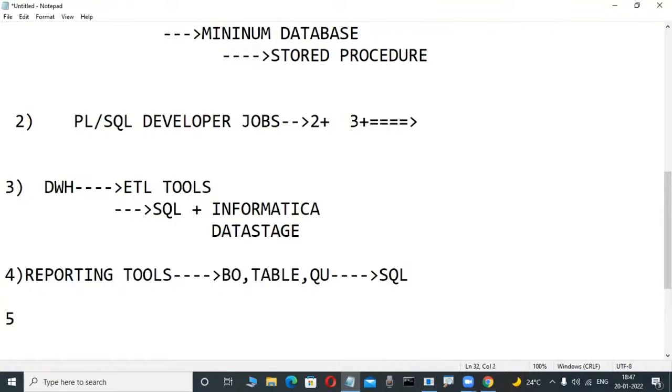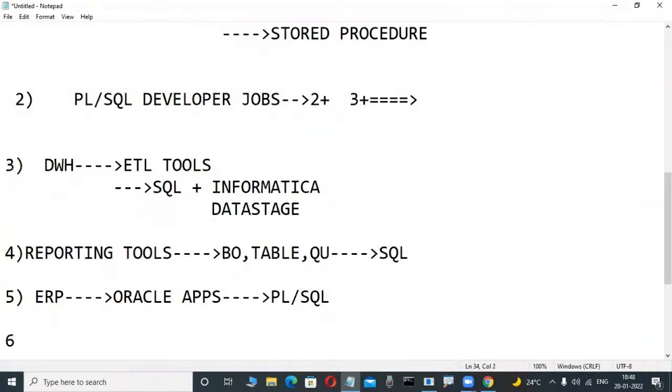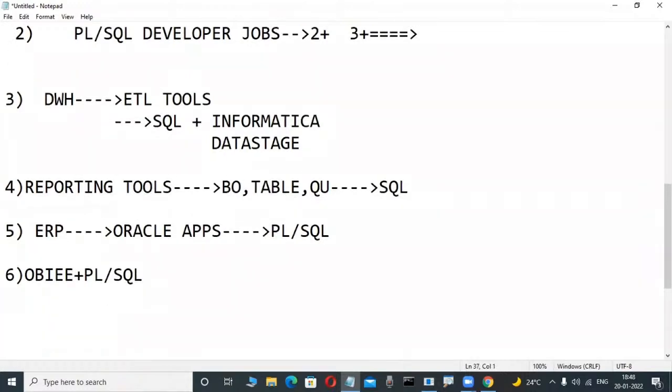Again, some programmers are interested in the ERP side, Oracle Apps. Oracle Apps is an ERP, same as SAP. Oracle Applications 11 is there. For these persons, very good knowledge of PLSQL is required, and they also learn these courses. Again, OBI programmers are there. OBI is a product with PLSQL jobs, and those persons also learn these courses.